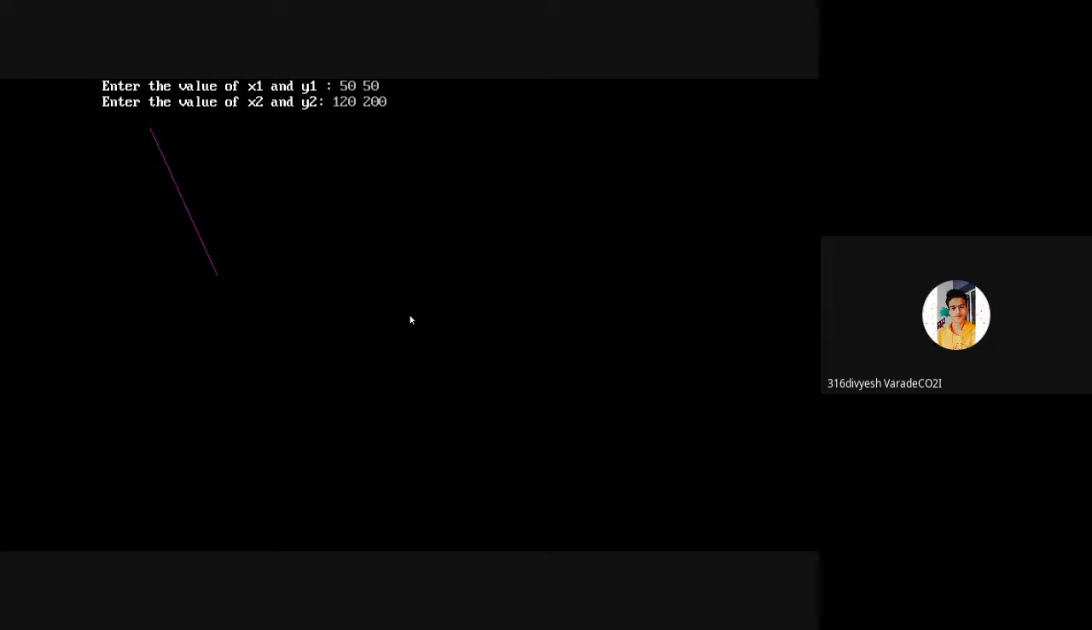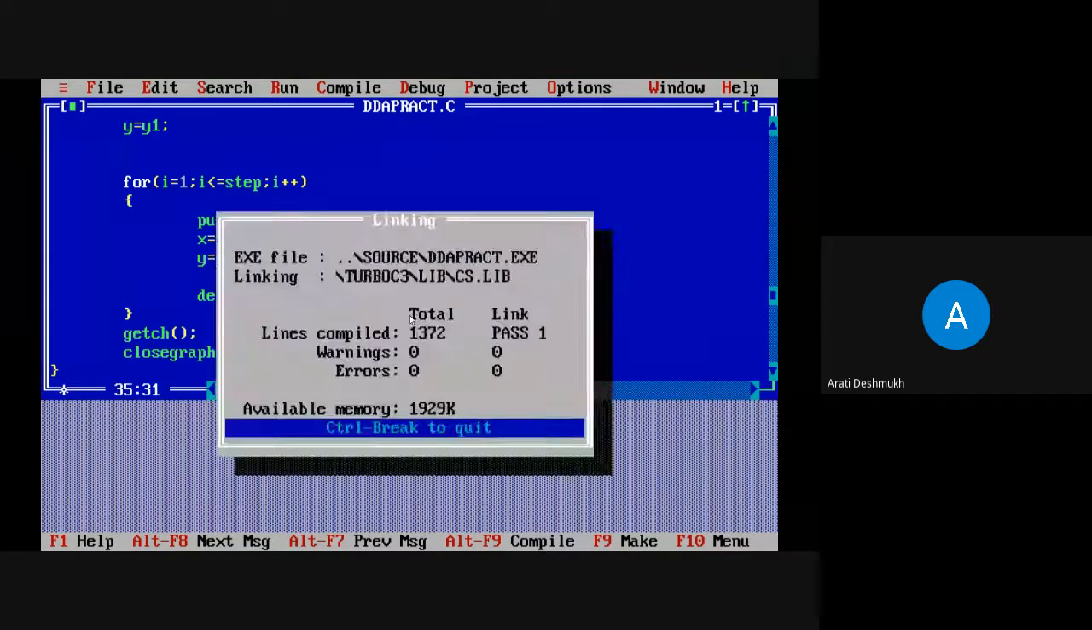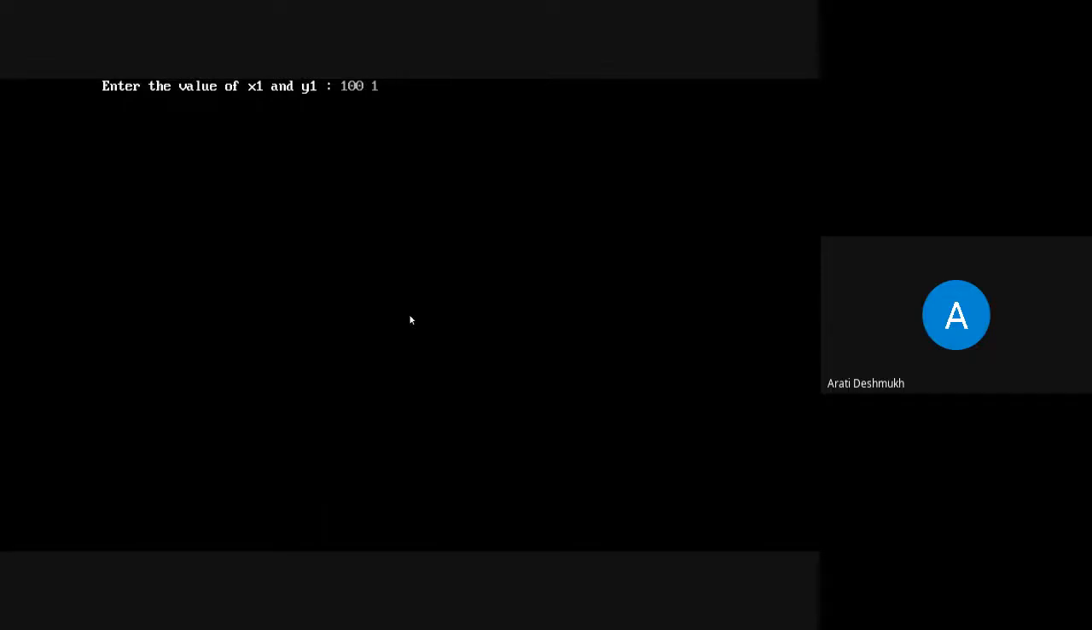Okay, if I change the color, I want another one. And there is a point 100, 100, and 180, 90. Then the color of the pixel is changed.